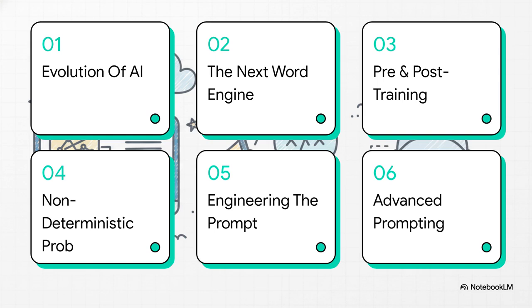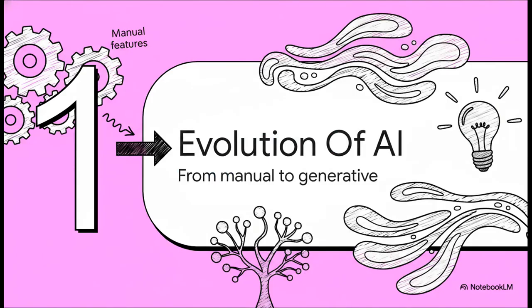We're going to cover 1. The evolution of AI, 2. The next word engine, 3. Pre-training versus post-training, 4. The non-deterministic problem, 5. Engineering the prompt, and finally, 6. Advanced prompting techniques.